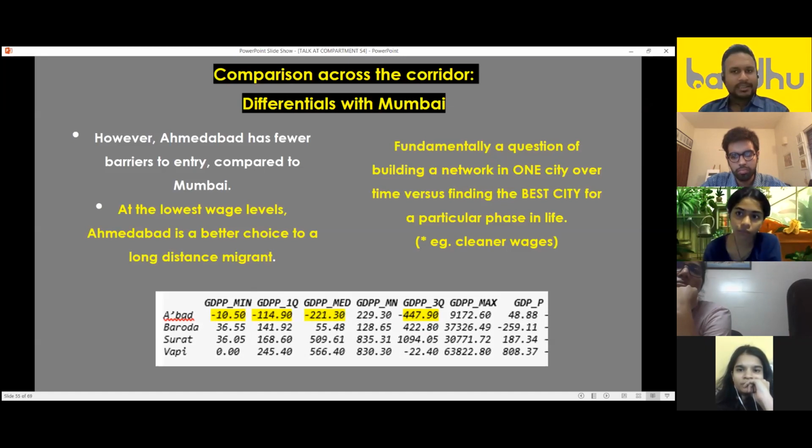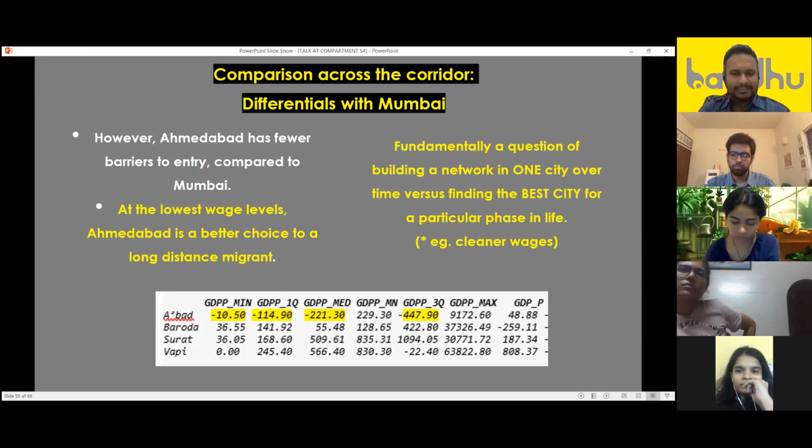Why? Because Mumbai has a better network, and once you get into the Mumbai network, it's a much larger city, you can jump jobs more frequently. And the gain in your wage will be much, much faster. It will far outweigh your wage gain in Ahmedabad, even if you balance out rent.